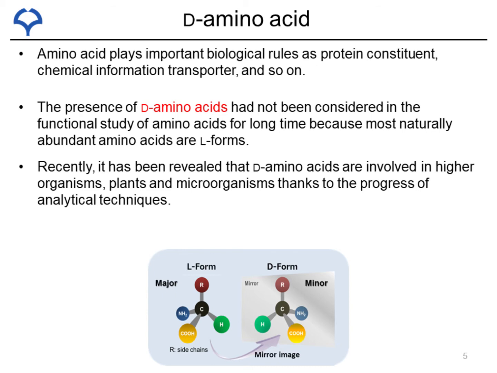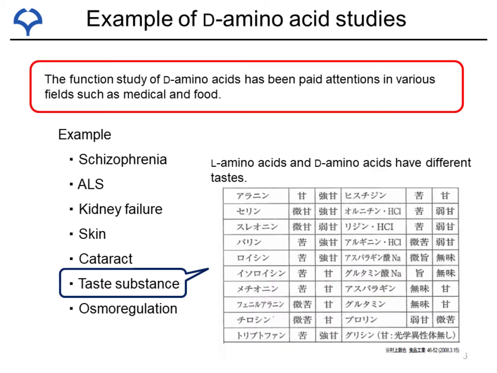The presence of D amino acids had not been considered in the functional study of amino acids for a long time, because most naturally abundant amino acids are L forms. Recently, however, it has been reported that D amino acids are involved in higher organisms thanks to the progress of analytical techniques. The function has been paid attention in various fields such as medical and food.